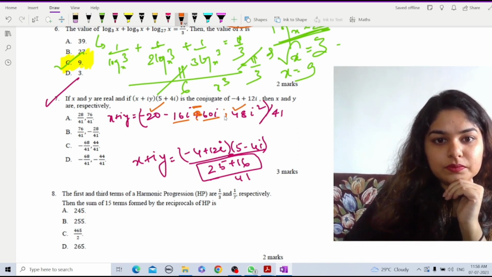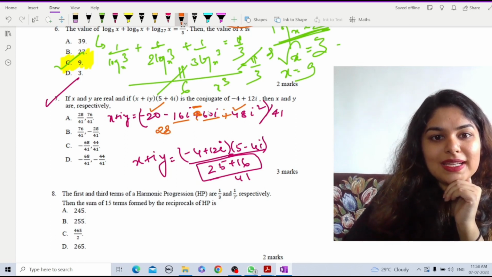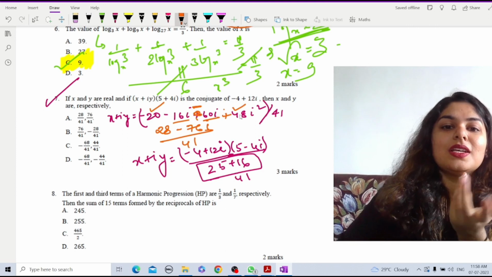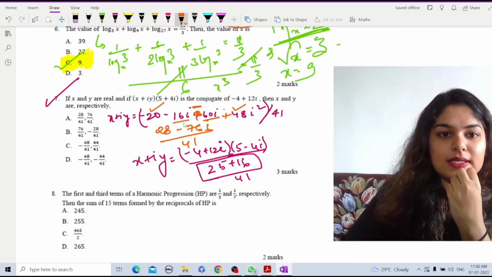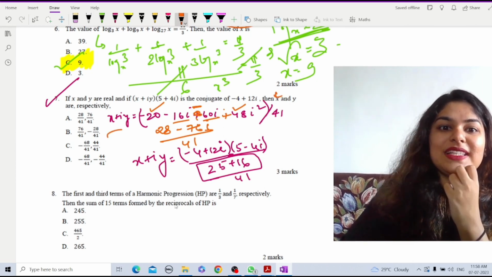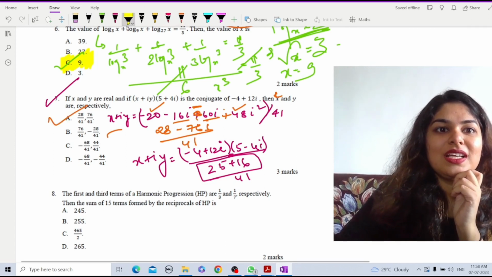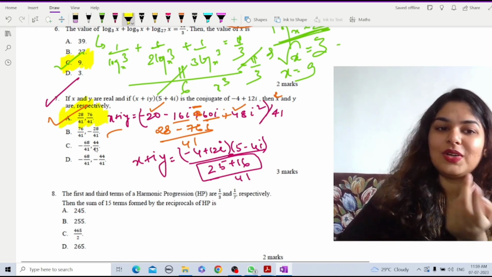Minus 20 plus 48, that is 28, and minus 16 minus 76i whole divided by 41. So that means the real value is 28 by 41. That is, the value of x will be 28 by 41 and that of y will be 76 by 41. So that is 28 by 41 and 76 by 41. So that is A. Okay.